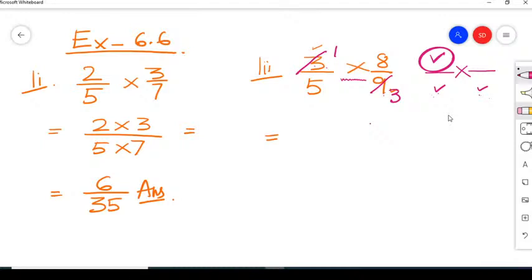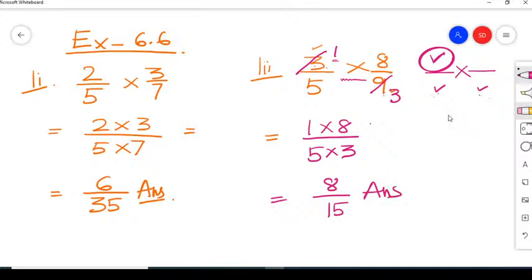Any more up and down that can be cancelled, or is there a factor or multiple? No. So what do we have in the numerator now? 1 into 8, and in the denominator we have 5 into 3, which equals 8 by 15. This is your answer.